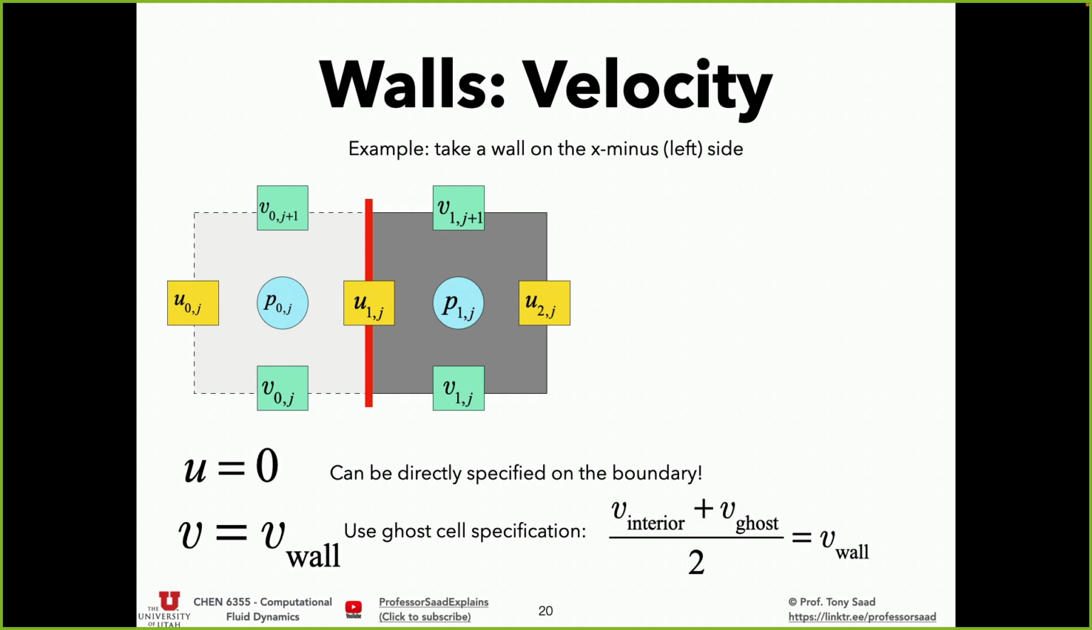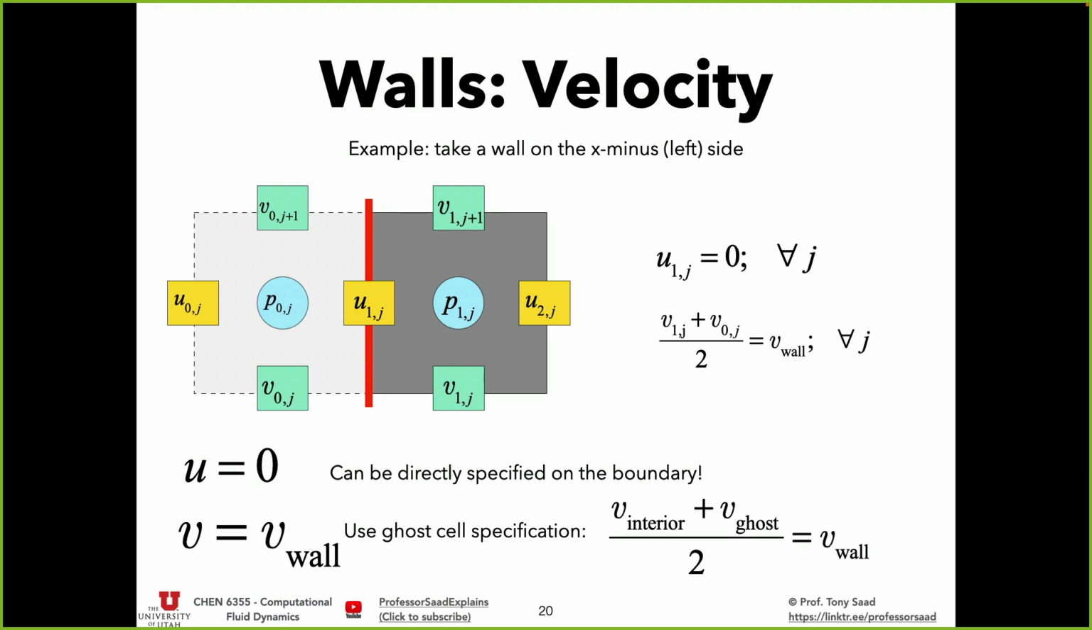Now, what that means is, as you run your code, you will notice that the values in the ghost cells are going to change over time because the values in the interior are changing. So the ghost cell is going to change as well to produce V wall on average, right? So it's always changing over time. In a way, it's almost like a time-dependent boundary condition, okay?